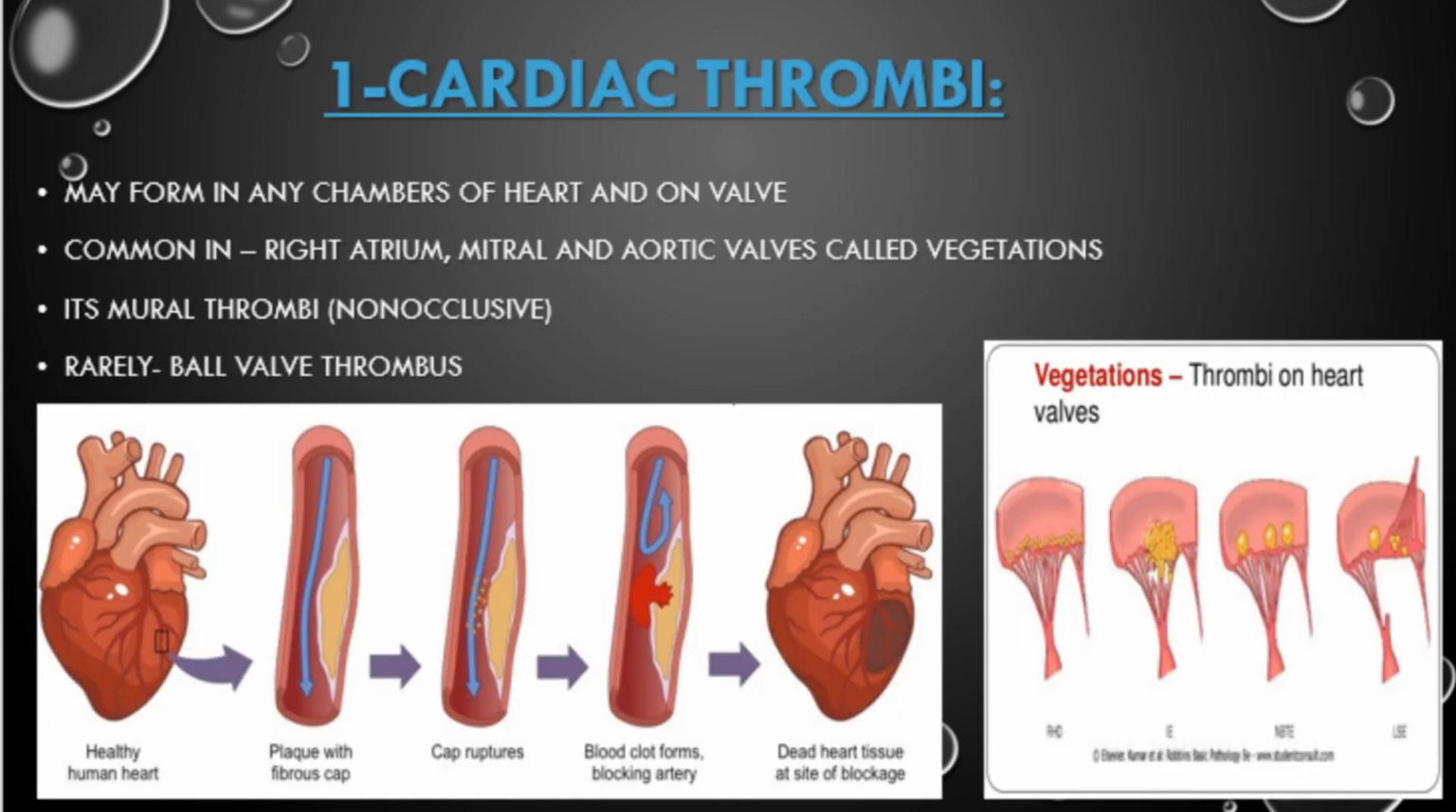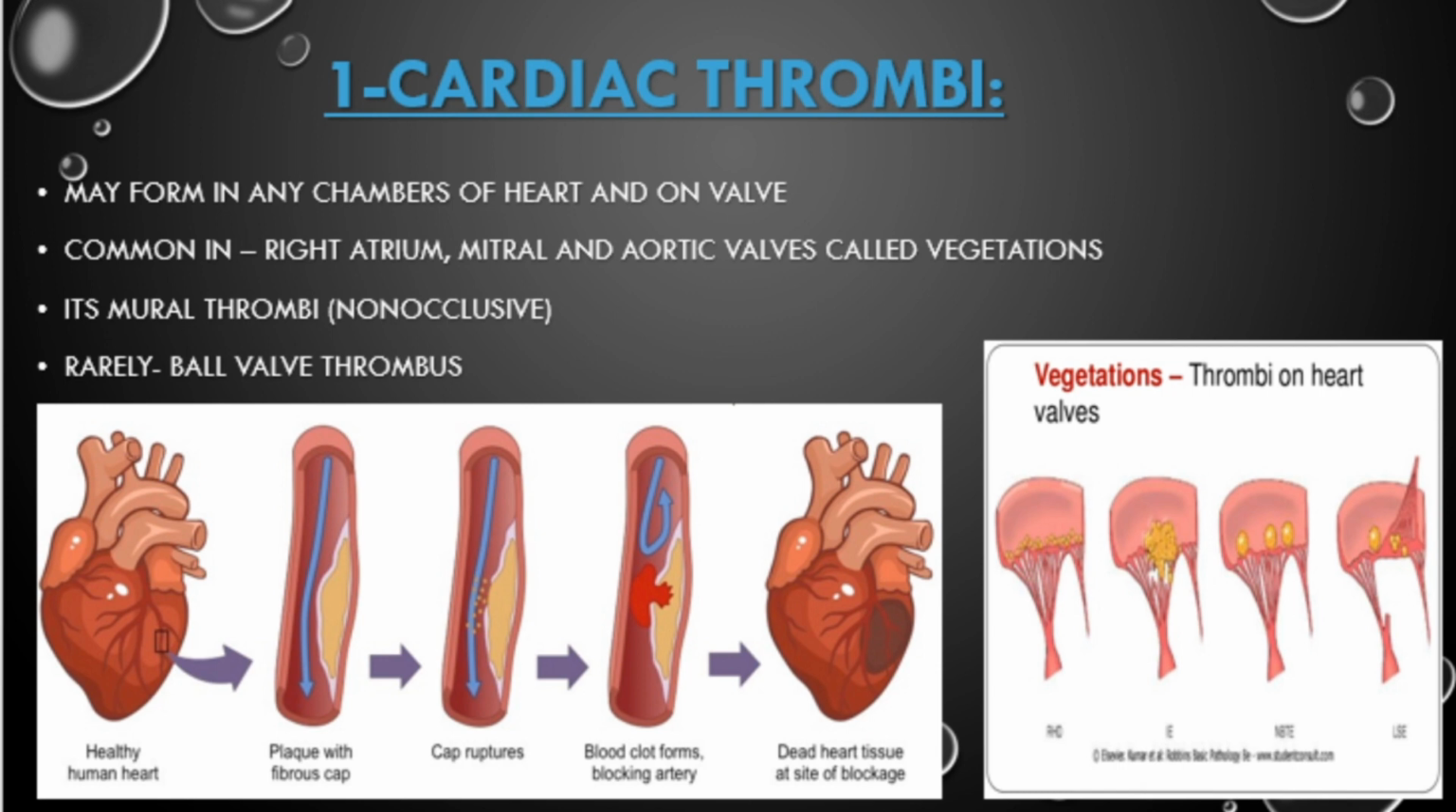First one is cardiac thrombi. The cardiac thrombi are the thrombi which may form in any chamber of the heart and on the valve. The thrombi are formed in any chamber, that is right, left, atrium and ventricle, the four chambers of the heart, and they may form on the valve as well. Okay, the common sites for thrombi formation are the right atrium, mitral valve, and aortic valve, and these are called vegetations. Okay, you can see in this diagram as well.